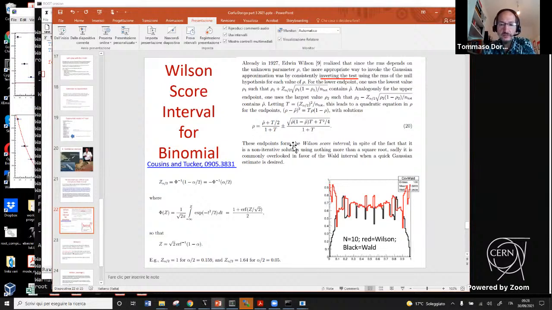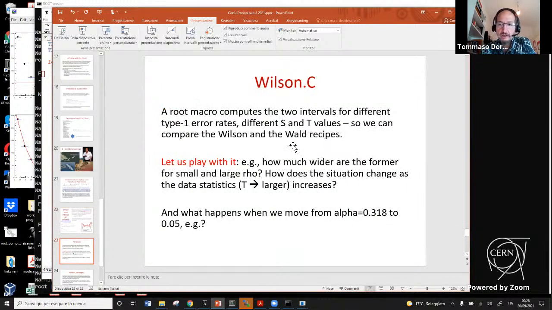I won't go into the formula, but we want to write a program that compares the Wilson score interval's coverage to the Wald coverage. So first of all, let's try a program called Wilson.c, which computes a single time the two intervals, given a type 1 error rate, so 68.3%, that means alpha is 31.8%, or whatever else you want, for different values of successes and trials. So let's look at the code first.